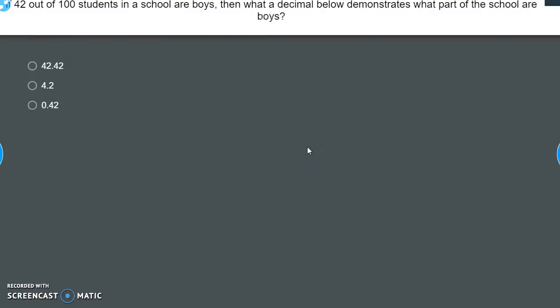And here's a word problem. If 42 out of 100 students in a school are boys, then what is the decimal that demonstrates which part are boys? So then they have to look and say, okay, 42 over 100, that would be the fraction, and then convert that to the decimal, which is 0.42.